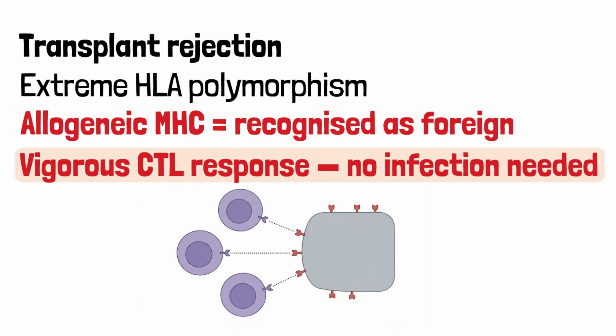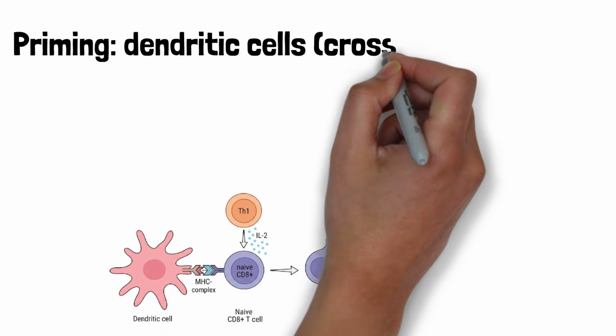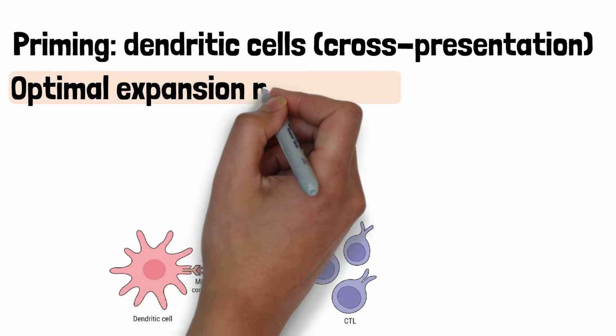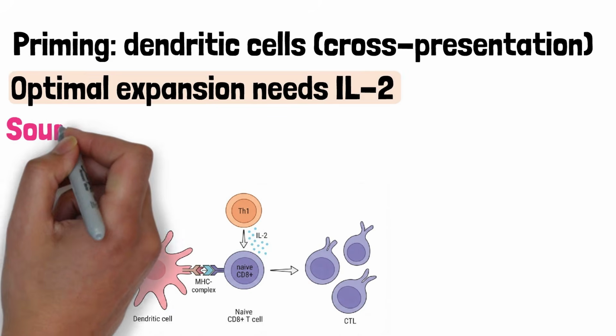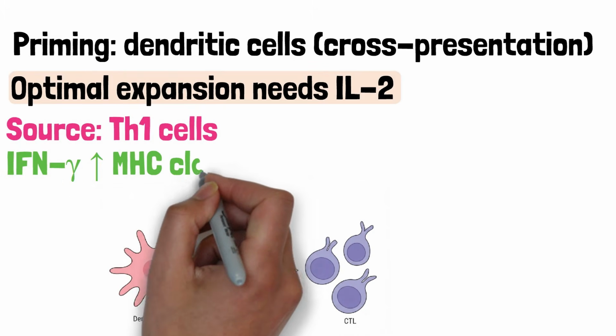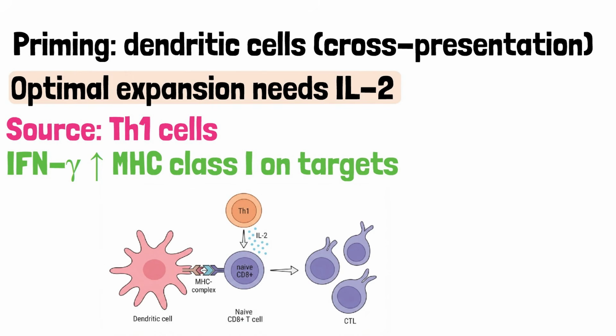With that danger case established, let's look at what a CTL needs before it can actually go kill. CTLs can actually be primed by dendritic cells through a process called cross-presentation. But priming alone isn't enough. Optimal CTL expansion requires IL-2, and that IL-2 comes from Th1 cells, tying this whole pathway right back to the Th1 axis we started with. On top of that, IFN-γ and other inflammatory signals upregulate MHC class I on the target cells themselves, which makes those targets even more susceptible to being lysed.